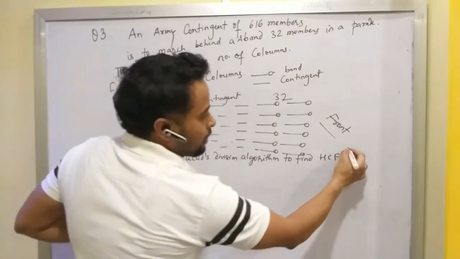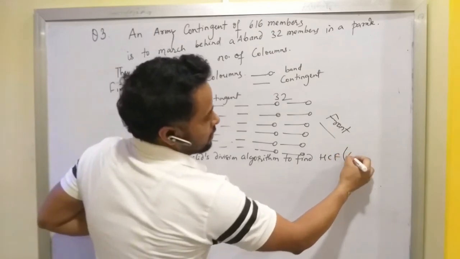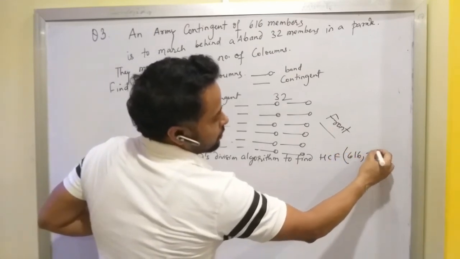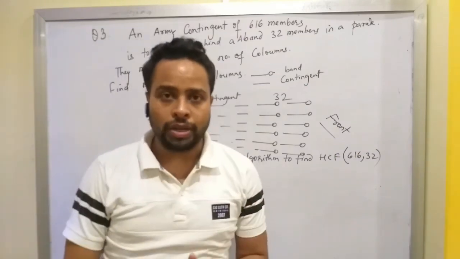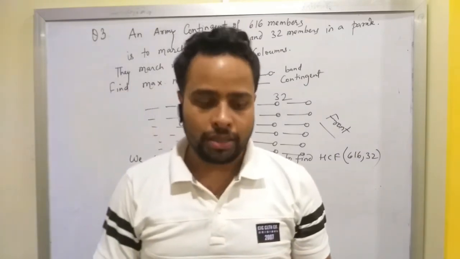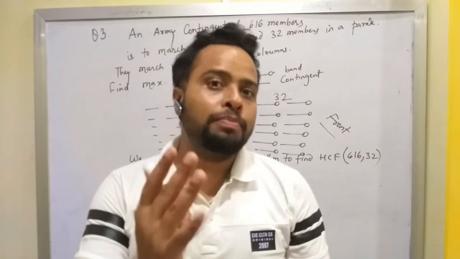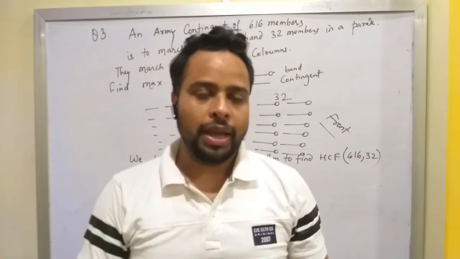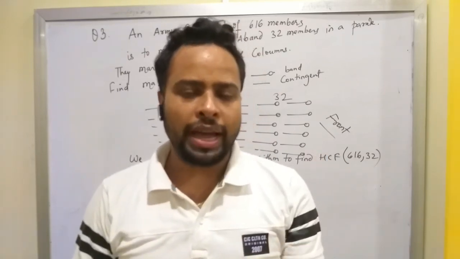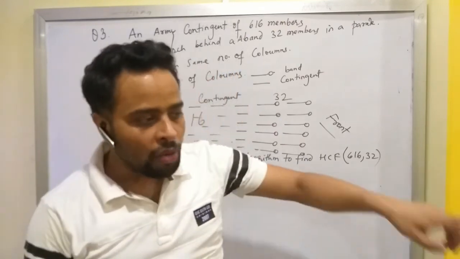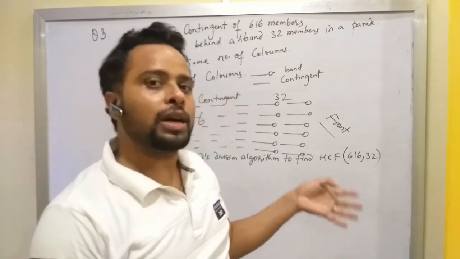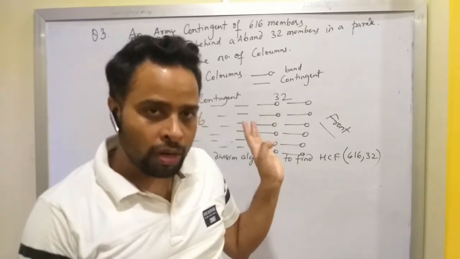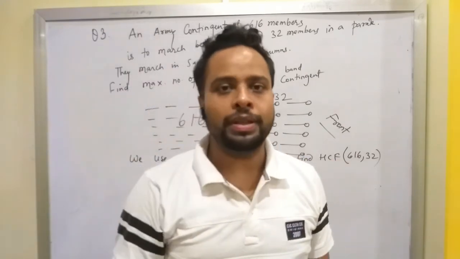HCF of these two numbers, 616 and 32. If we find the HCF, students, what happens is, HCF will give the maximum number of columns, and after we get the HCF, I can guarantee you how many band people will be there in each column, how many contingent people will be there in each column, and how many columns will be there.